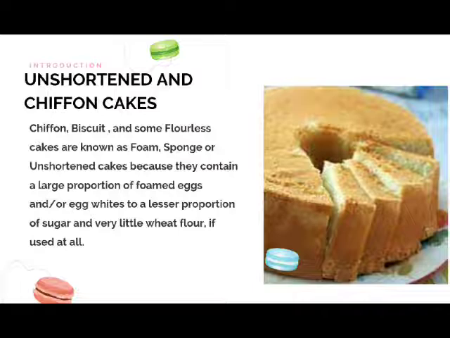Unshortened and chiffon cake. Chiffon, biscuit, and some flourless cakes are known as foam, sponge, or unshortened cake because they contain a large proportion of foam eggs or egg whites to lessen the proportion of sugar and very little wheat flour, if used at all.